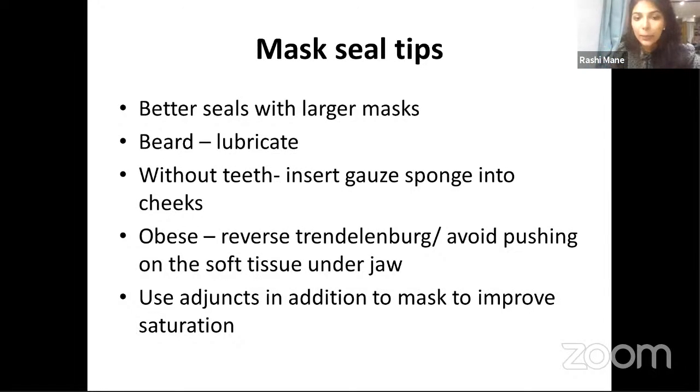So when you're inflating the mask, air is actually going in and it's not just getting lost in the oral cavity. If you're obese, there's the reverse Trendelenburg. That's when your head is raised and your tummy is down, which basically takes pressure off the abdomen so air goes into your lungs. Also, avoid pushing down on the soft tissue, because that can actually cause airway obstruction. And lastly, always use those adjuncts that we initially discussed to improve saturation.